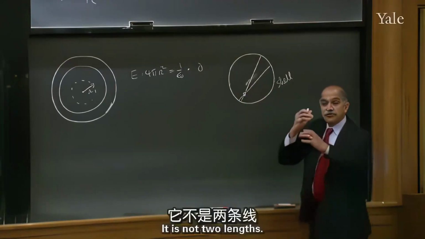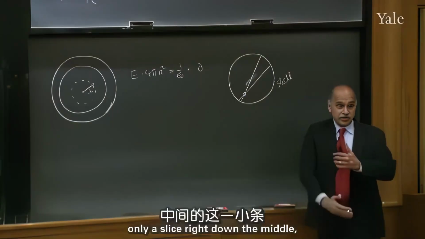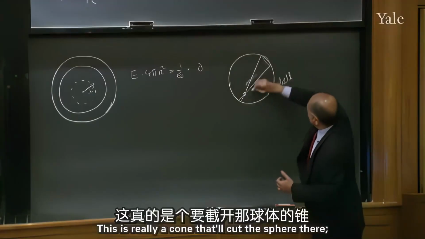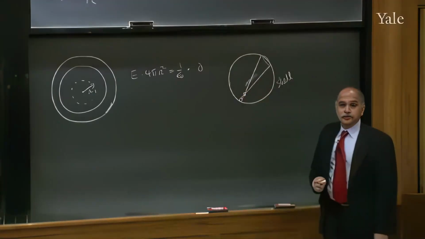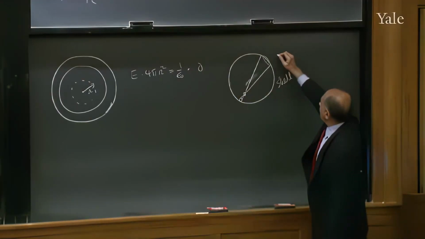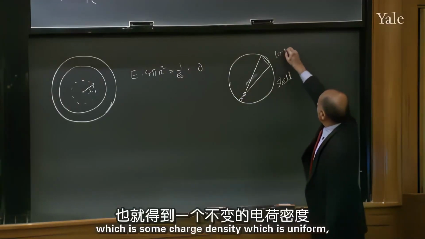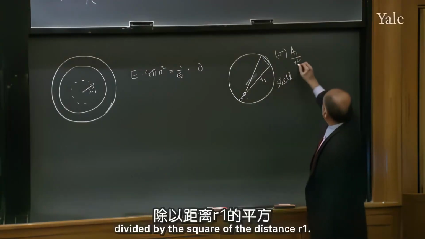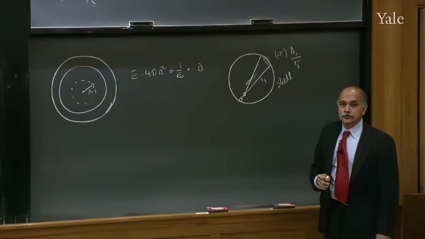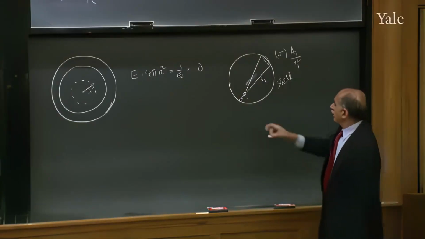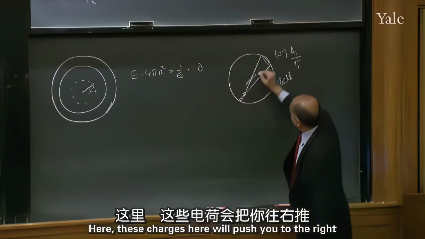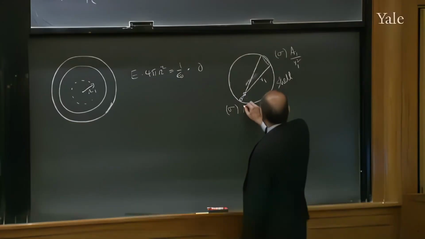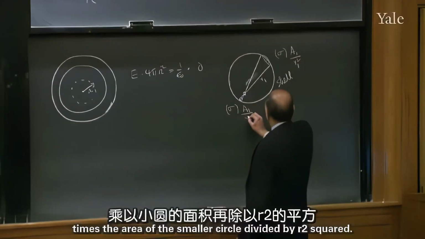It is not 2 lines, it's the 3-dimensional cone, but I'm able to show you only a slice right down the middle. You understand? This is really a cone that will cut the sphere there, will cut the sphere there. Take all these guys. They have a certain charge, which is some charge density, which is uniform, times the area of this thing, divided by the square of the distance r1. Here, these charges here will push you to the right with a force, which is the charge density per unit area, times the area of the smaller circle divided by r2 squared.